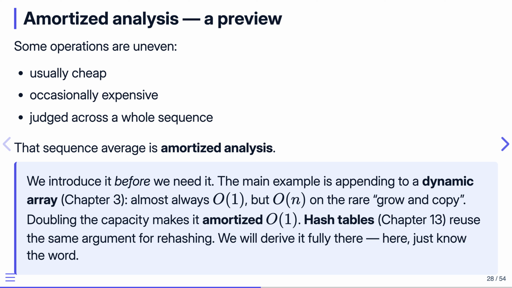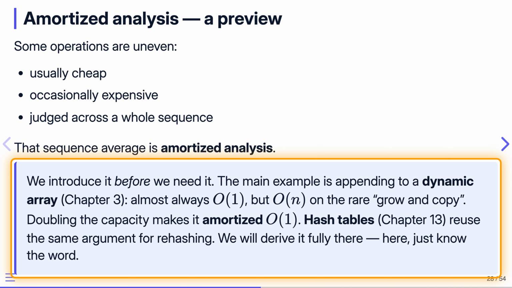Let's meet one more idea. Some operations are not steady. Most of the time they are cheap, but once in a while one call is expensive. So we do not judge these operations one call at a time. We judge them across a whole run of calls. We take the average cost per call. That average is called amortized analysis.